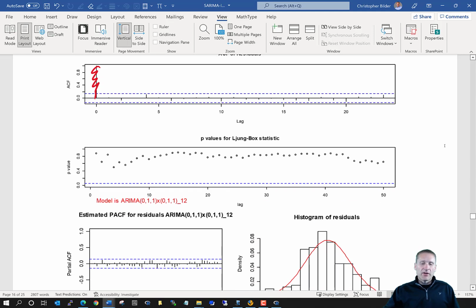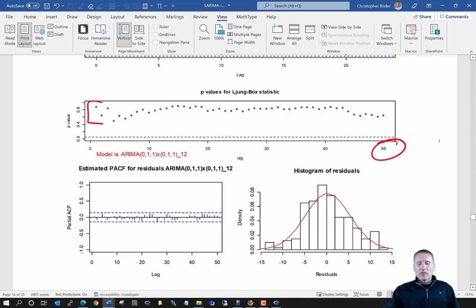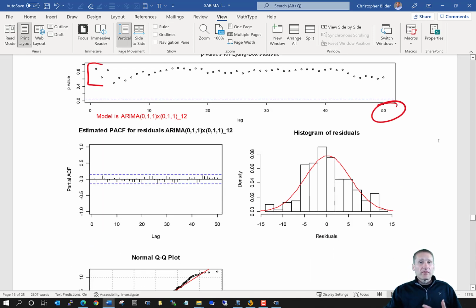Look at the Ljung-Box-Pierce test. This looks much better than what we had previously. I have large p-values all the way out to lag 50. My estimated PACF plot of the residuals looks good as well. Everything's within those border lines there. Here's my histogram of my residuals.